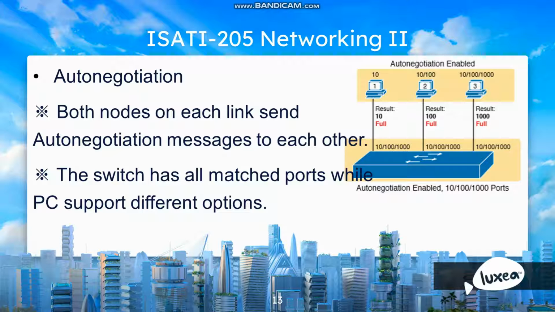I will use one PC as an example. Look at PC2. We see that the best speed is 100 Mbps and it's time to negotiate with the switch. So the switch port and NIC negotiate to use 100 because it is the best speed, and full duplex.